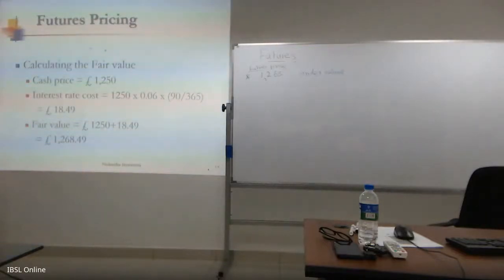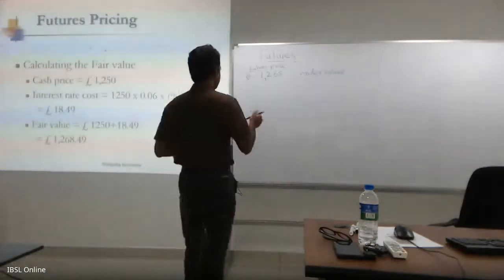Underlying asset. What is the price of the underlying asset? Still 1,260. What is that 1,265? Price of what? Price of the futures. Then what is undervalued? The futures contract. Futures is undervalued. Then what do you do?